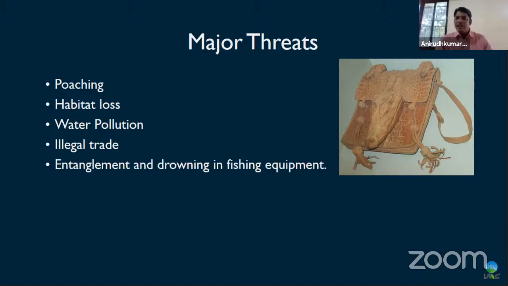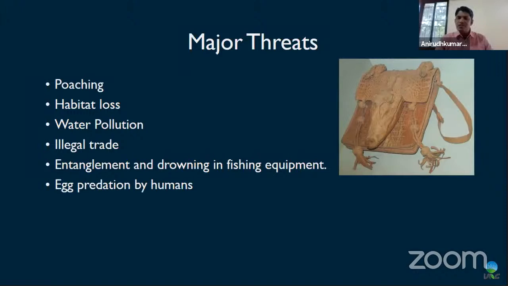And of course, illegal fishing, when there is fishing without any regulations or management. These crocodiles get caught up in fishing nets and they die of suffocation. It's not that these crocodiles can survive underwater. They have to come out of the water to breathe. They're not like fish. Every hour or 40 minutes or 30 minutes, they have to come to the surface of the water to breathe. When they get entangled in a fish net, they cannot come up for breathing and they get suffocated.